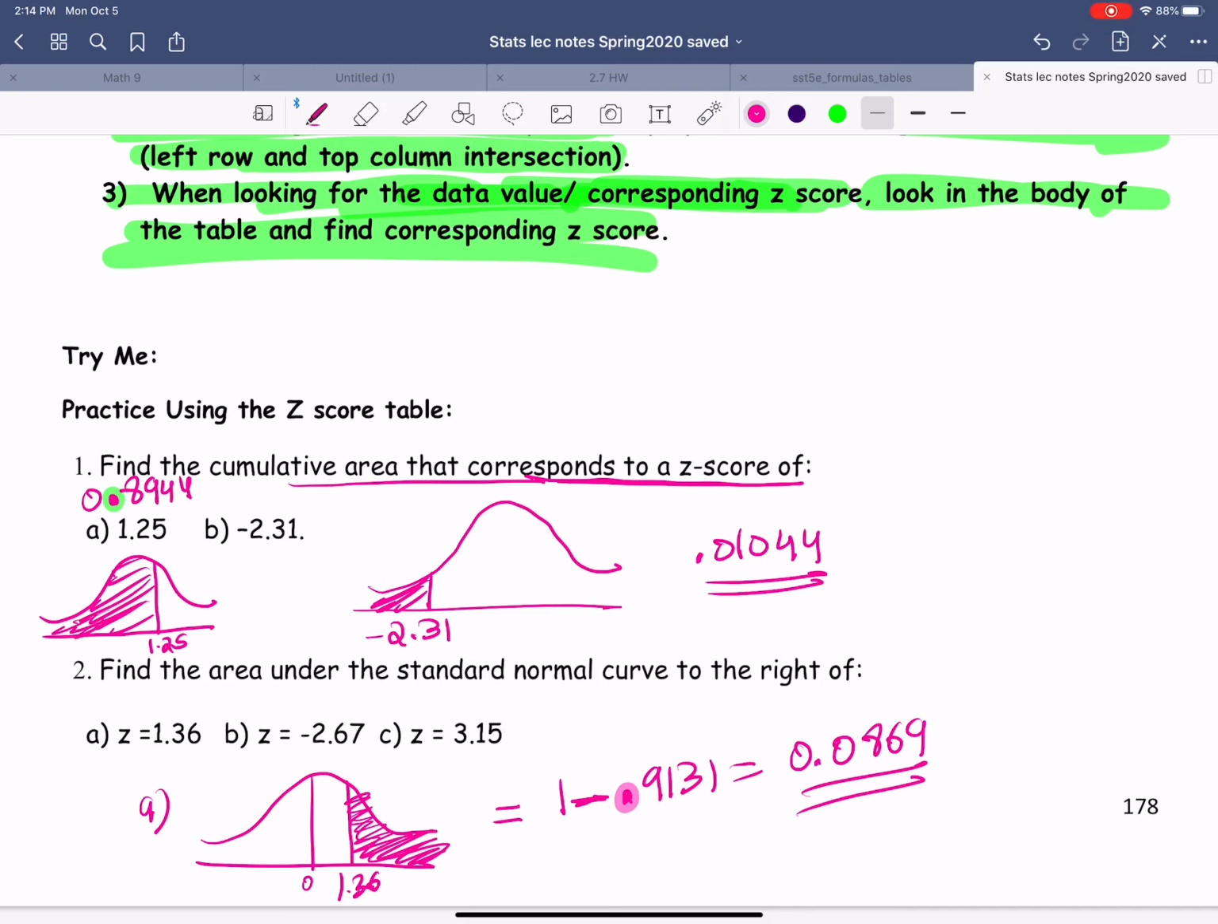For part B, we want to find out area. This is the area to the right. This was the area to the left. But we were not looking for area to the left. We were looking for area to the right. So we had to subtract from 1. Go ahead and try part B and part C by yourself and come back and match and check your answers with me. This one should be 0.9962 and this one should be 0.0008. Okay, looking for area to the right.